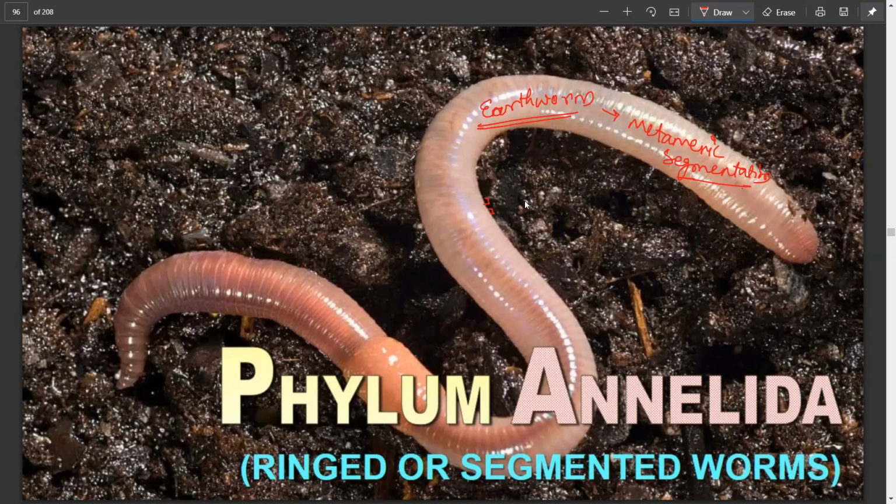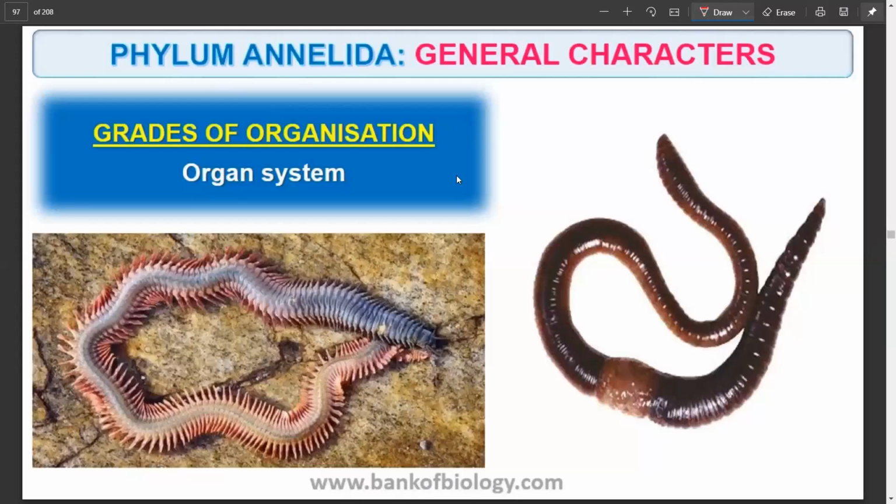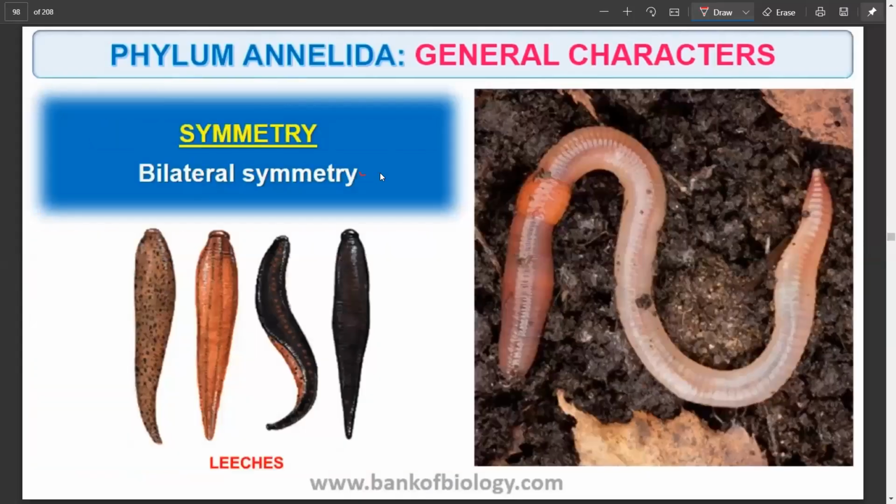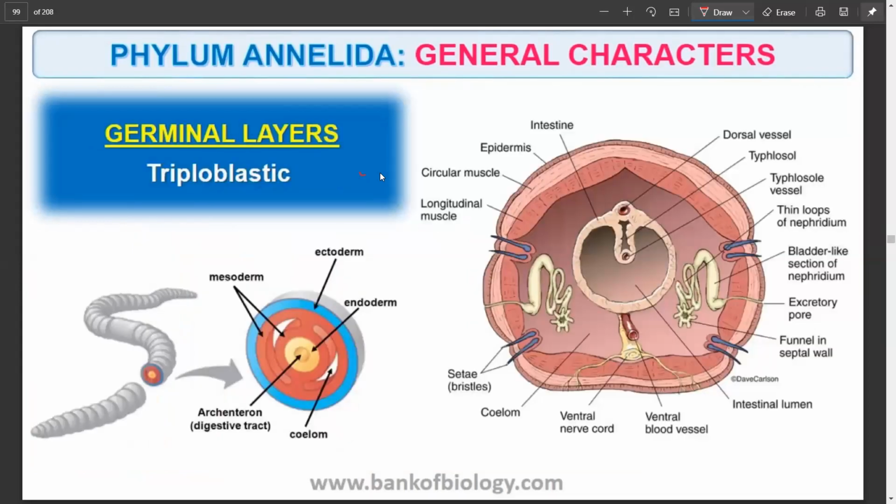The organs present on the inner side or the inside of the earthworm or leech, for example, they are going to correlate with the segmentation on the outside. That's why it is called metameric segmentation. So of course we are going to have the organ system of organization here. We are going to have bilateral symmetry, triploblastic, and of course we are going to get the coelomate condition here. Now why coelomate? Let's see that.